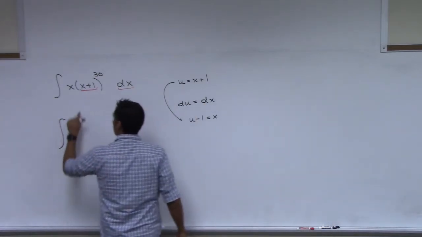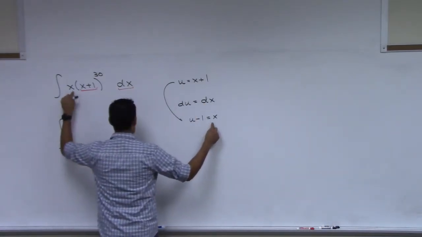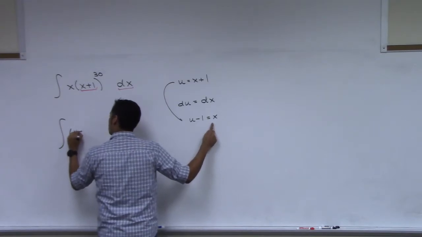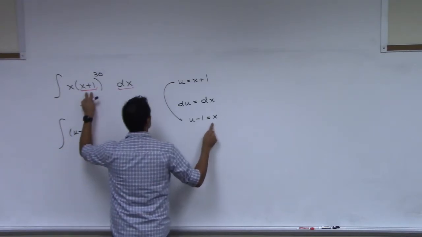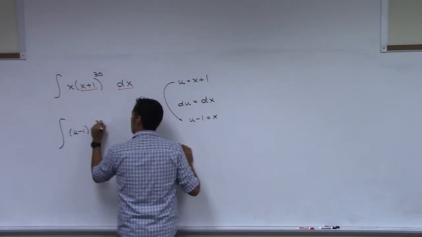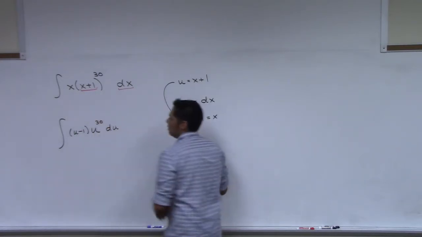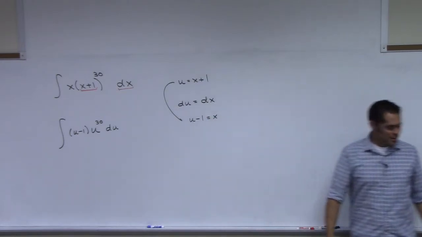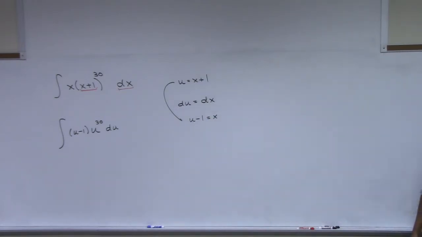Okay, I'm rewriting this. What's x? u minus 1 in parentheses. And then what's x plus 1? That's u, but u to the what? 30th, and then dx is du. So have I done anything that's going to help, or is this just still crap?